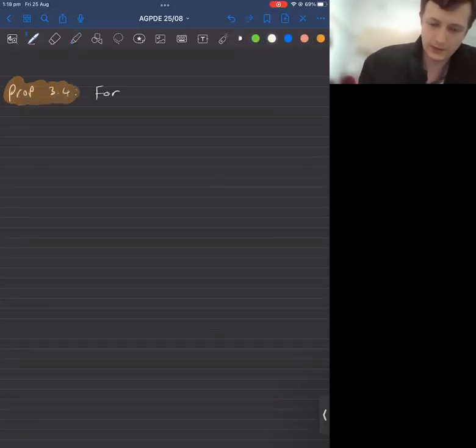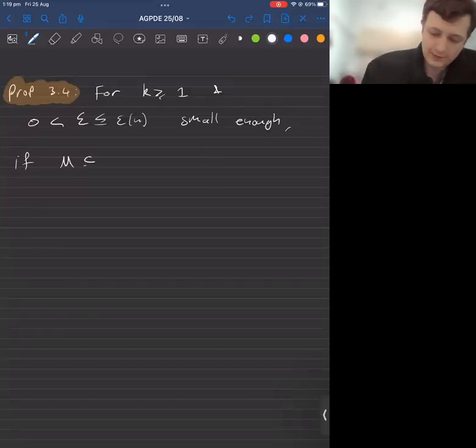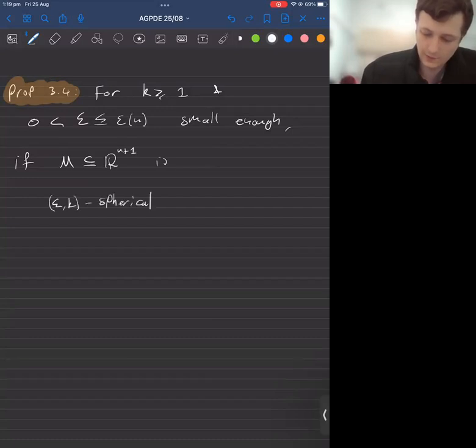So for k greater than or equal to 1 and some small enough epsilon, if some hypersurface is epsilon k spherical, so I'll write here epsilon k spherical on some ball of diameter greater than 4, or of radius bigger than 4.